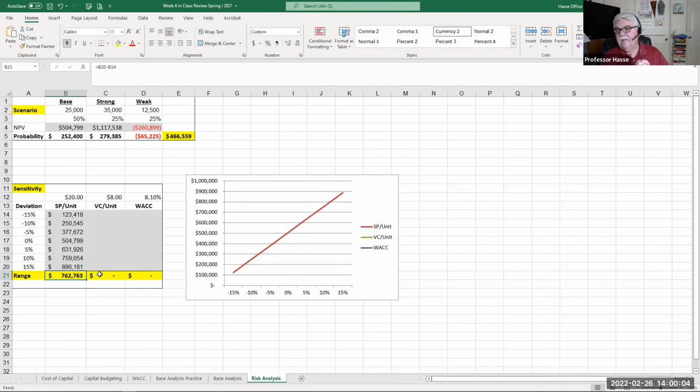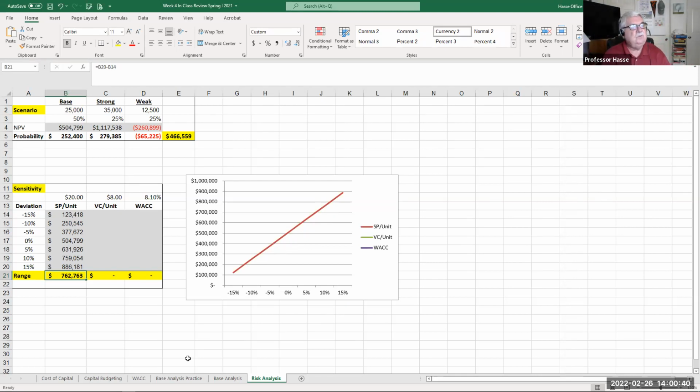And there we go. I know I've done this correctly, because the line is exactly straight. There's no bumps, no blips. At a 15% reduction in sales price, I'm only making $123,418. At a 15% increase in selling price, I'm making just a little bit under $900,000 NPV. Since I'm doing it at increments of 5%, it's a nice straight line all the way. And that's graphing the NPV of different selling prices.